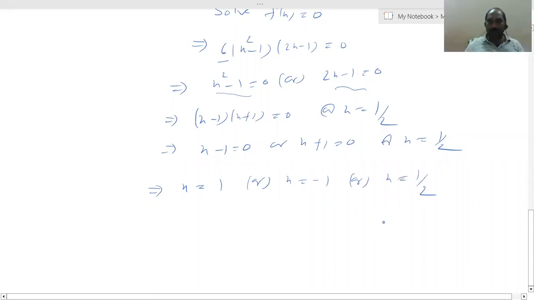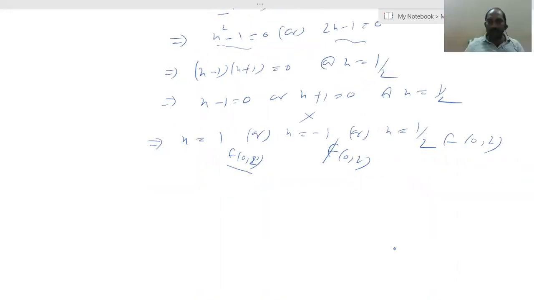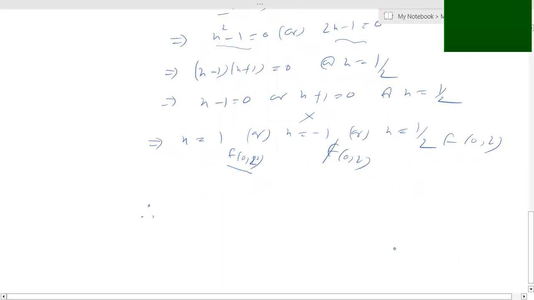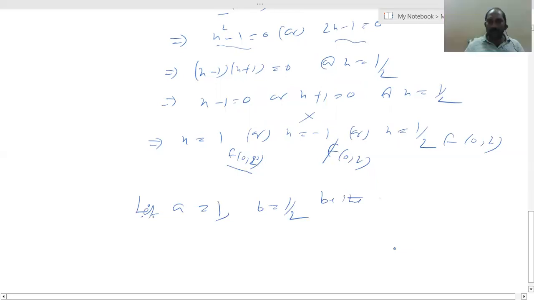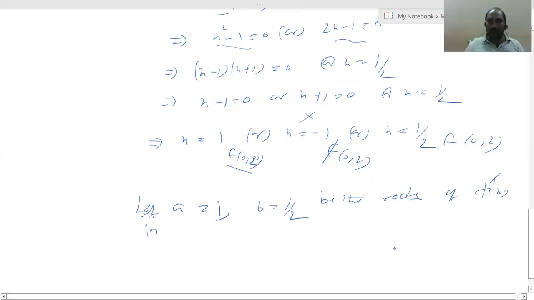We have three roots because it is a cubic equation, but only some lie between 0 and 2. Our given interval is the domain 0 to 2, but minus 1 does not belong to 0 to 2. So you don't consider this case. Therefore, let a equal to 1, b equal to 1 by 2 be the roots of f dash x in the interval 0, 2.